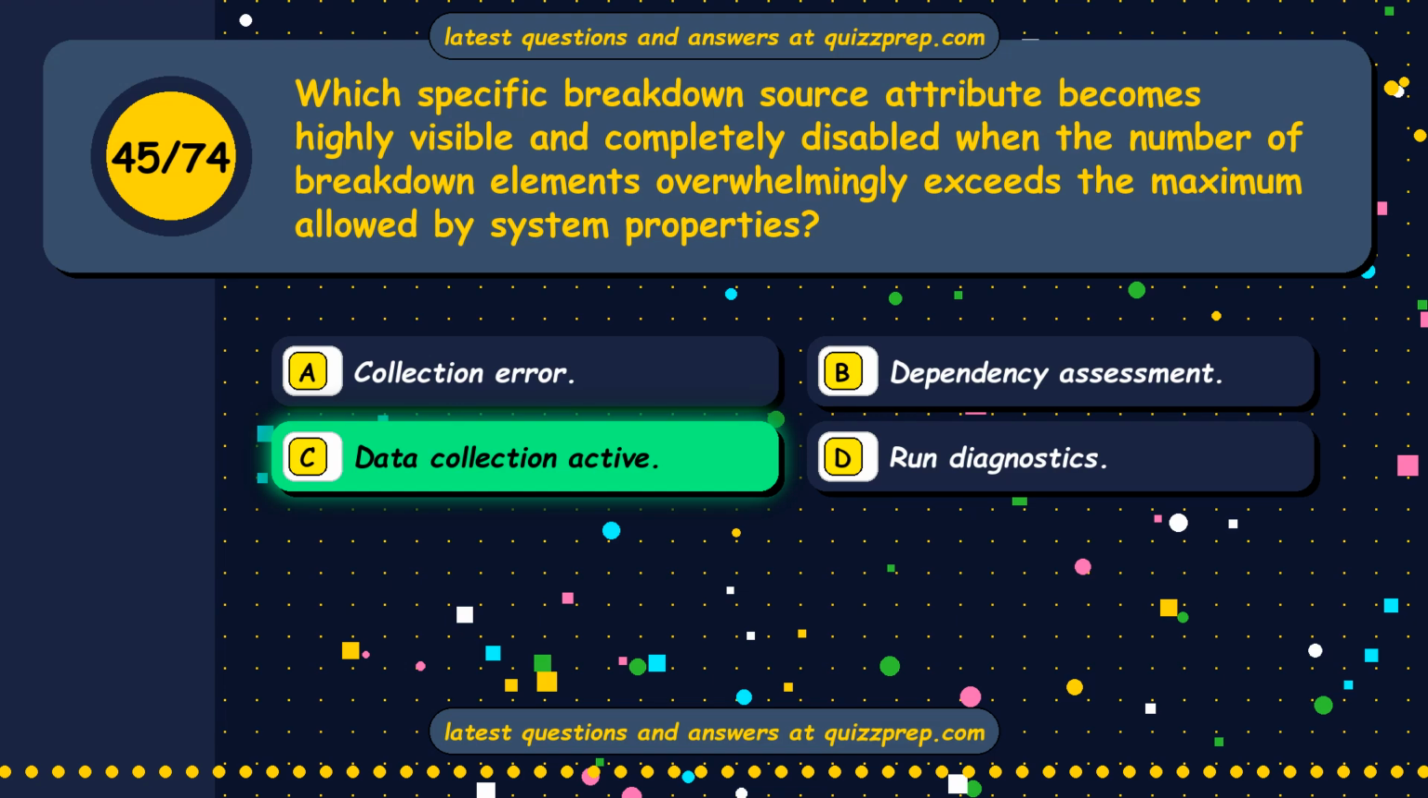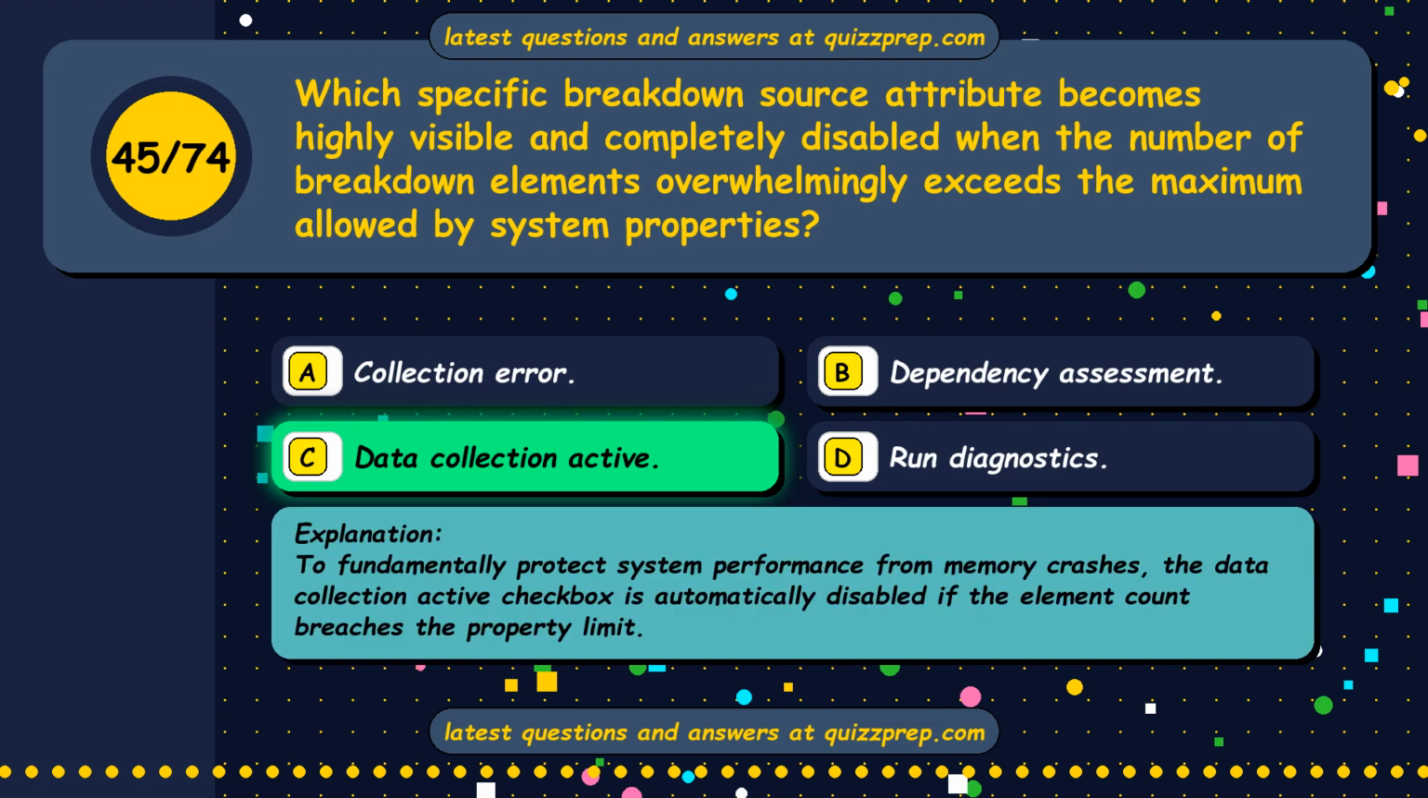The correct answer is option C. Data collection active. To protect system performance from memory crashes, the data collection active checkbox is automatically disabled if the element count breaches the property limit.